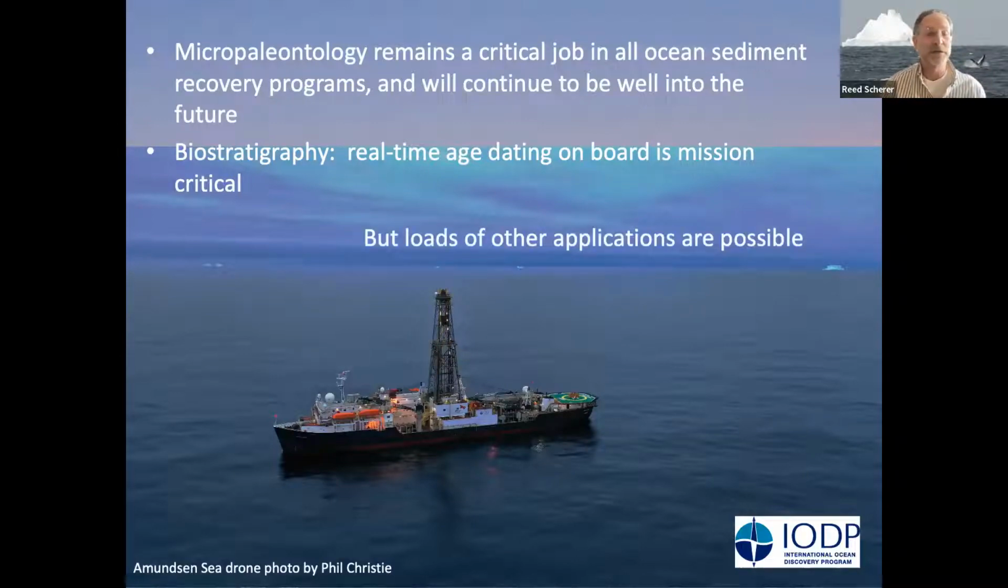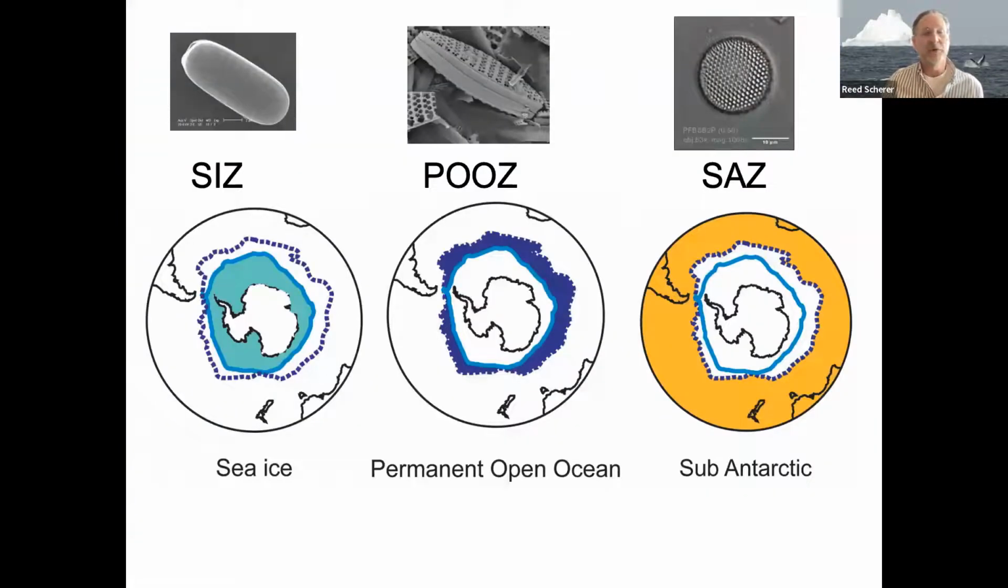And there are lots of other things you can do besides figuring out what the age of the sediment is based on the fossils. You can learn a lot about changing environments. So put very simply, in the Southern Ocean, we can track changes in the position of the polar front by looking at the assemblages of diatoms. So here's a characteristic diatom of the sea ice zone, of the permanent open ocean zone, and of the subantarctic zone. And so these things change over time, and we can track that quite effectively.